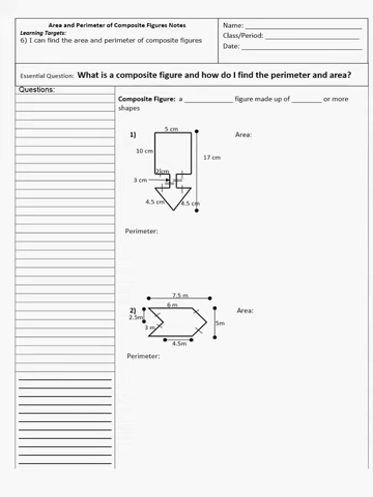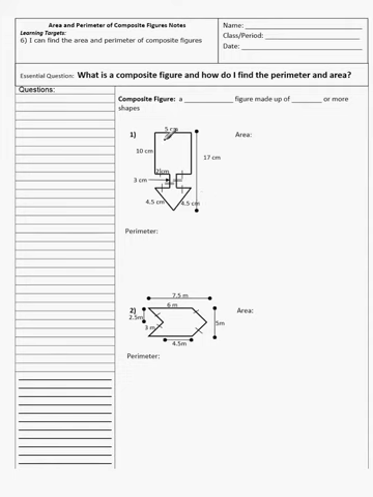So today we are going to look at the area and perimeter of composite figures. So what is a composite figure? Well, that's what we're going to find out. Our learning target is how we can find out the area and perimeter of composite figures. So if we look at this funny looking shape right here, this is a composite figure.